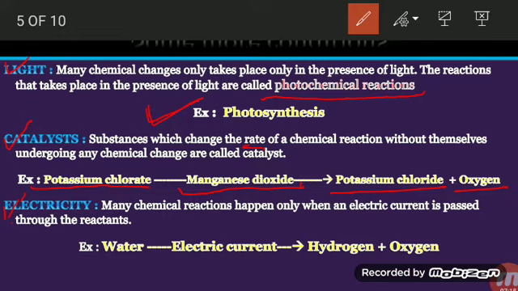Now we have the condition, that is electricity. Many chemical reactions happen only when an electric current is passed through the reactants. For example, here we can see water. When electric current is passed through water, hydrogen and oxygen are formed. When hydrogen and oxygen are in close contact, water is formed, and when electric current is passed through water, hydrogen and oxygen are formed.